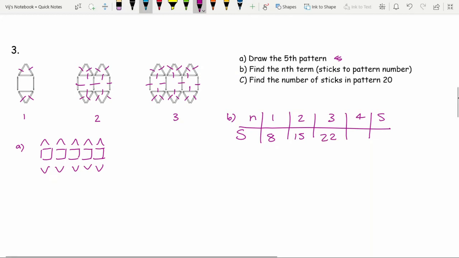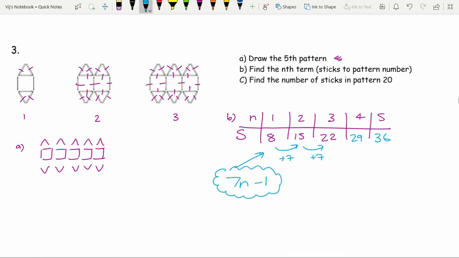So looking at the difference between these numbers, you can see that I'm going up in sevens. So the next one's going to be 29 and the next one is going to be 36. And again, you can check to make sure that is correct. So again, using the numbers on the bottom row for the sticks, I've got a difference of 7, so I've got 7n. And then what do I need to get from 7 to 8? Well, I need to take away 1. So this is the nth term.